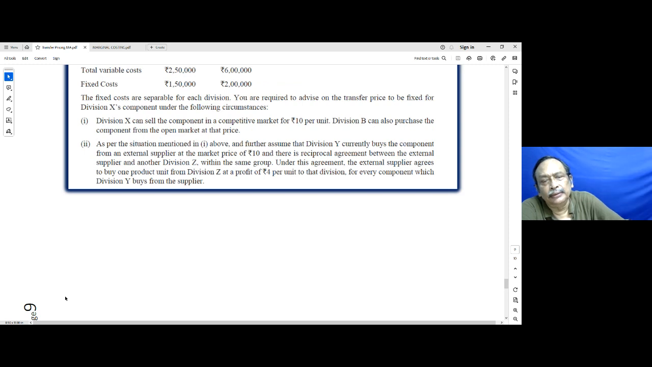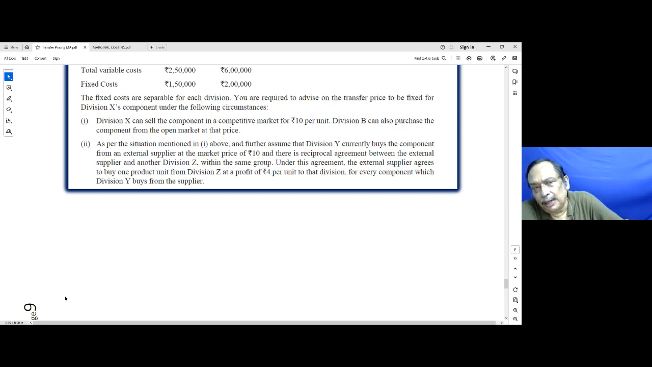As per the situation mentioned in one above, and further assume that division Y currently buys the component from an external supplier at the market price of rupees 10, and there is a reciprocal agreement between the external supplier and another division Z within the same group. Under this agreement, the external supplier agrees to buy one product unit from division Z at a profit of rupees 4 per unit to that division for every component which division Y buys from the supplier.